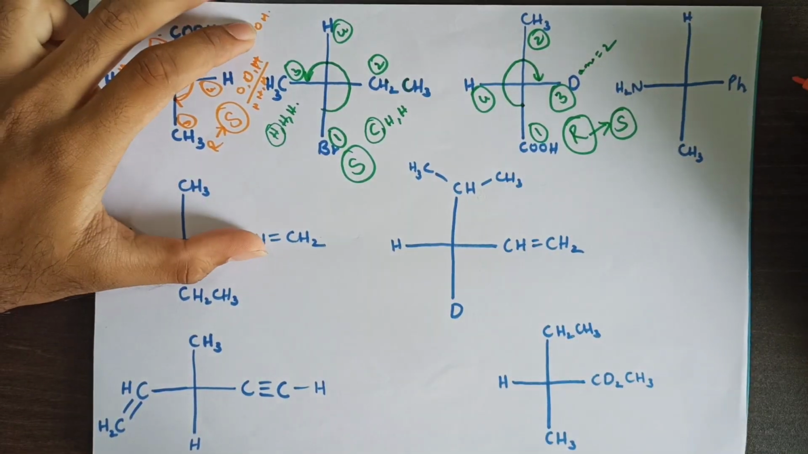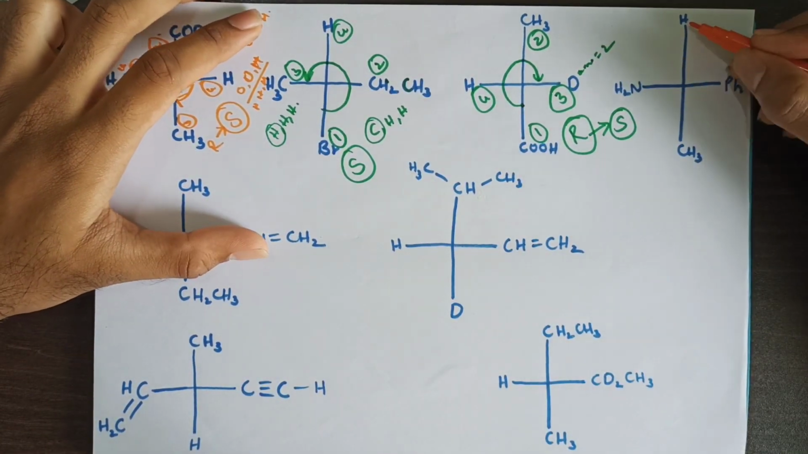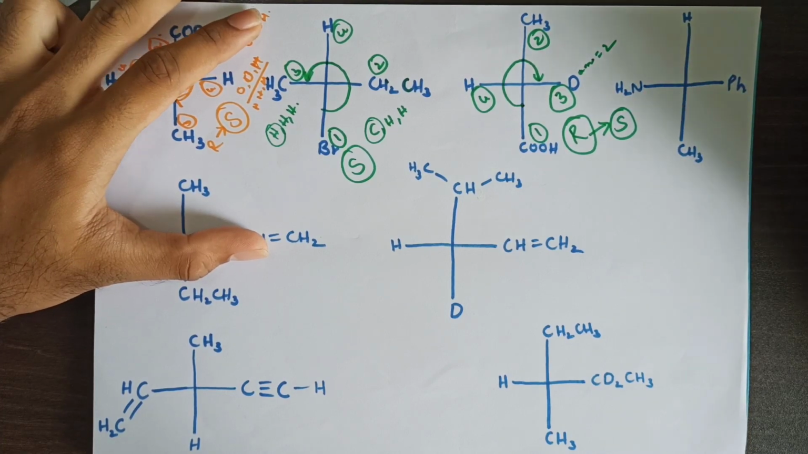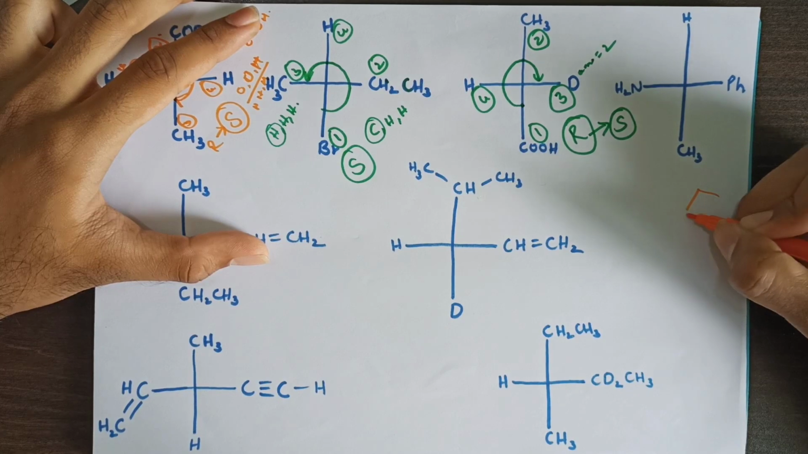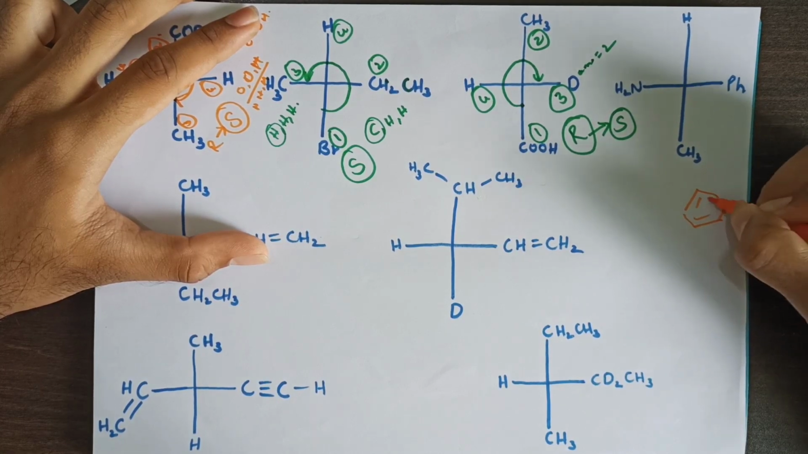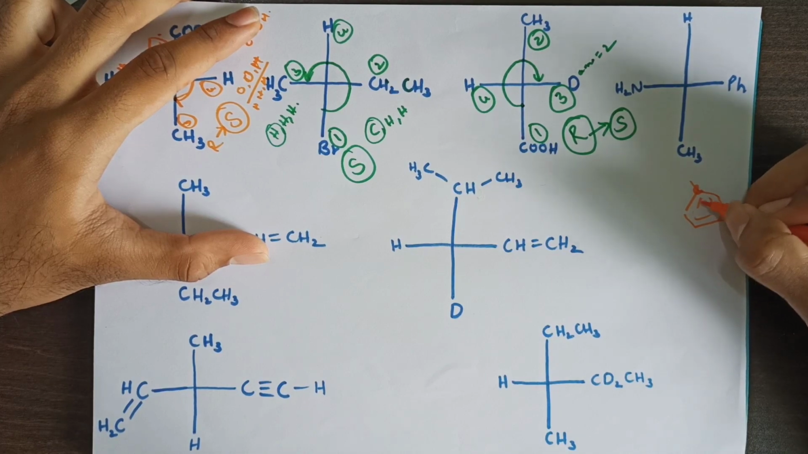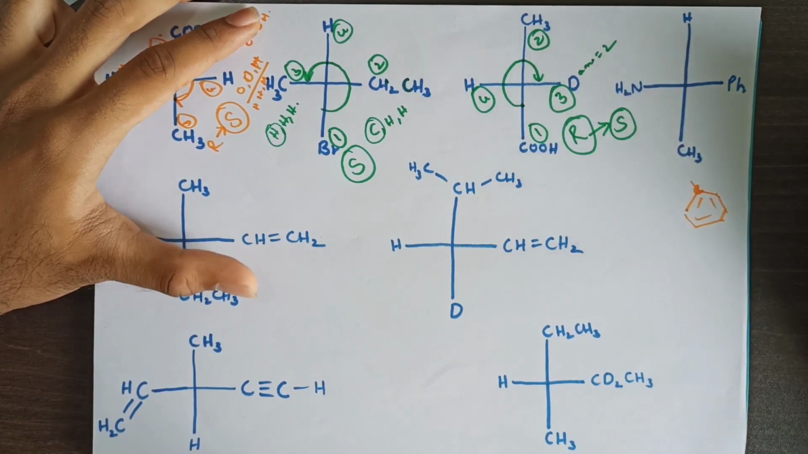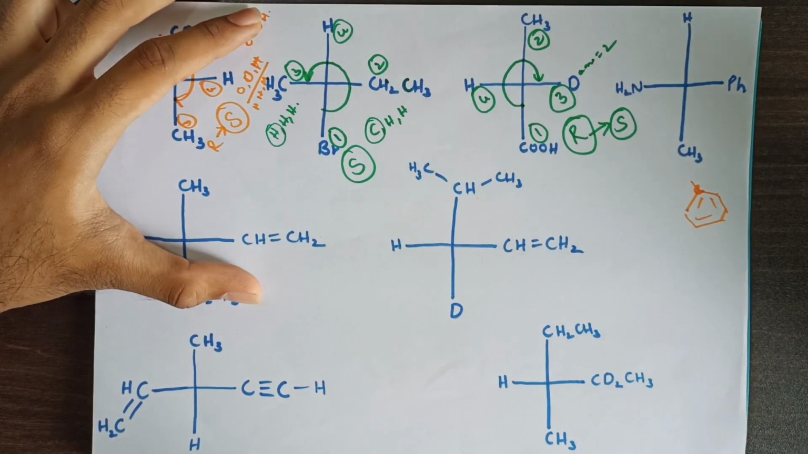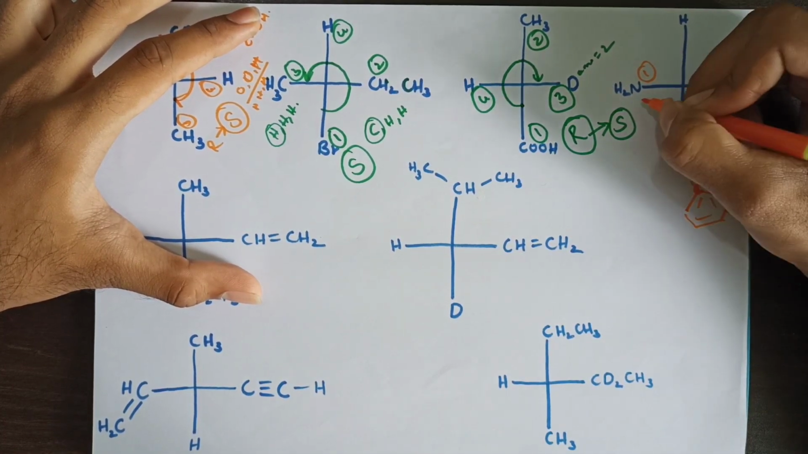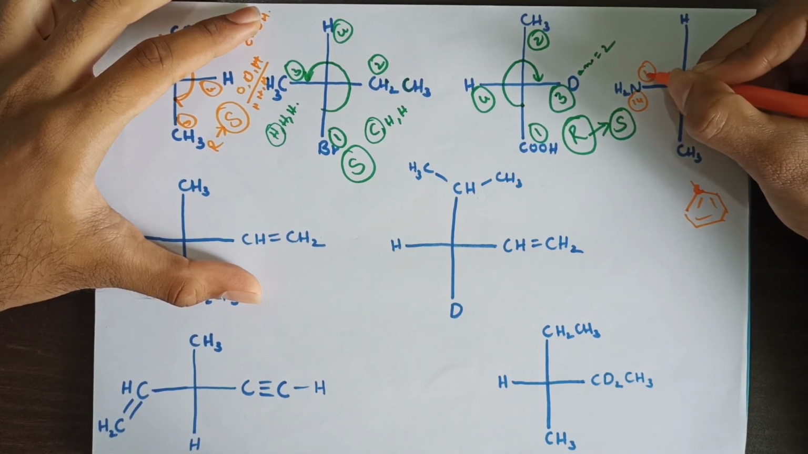Let's take this one now. We have an NH2, a hydrogen, a CH3, and a phenyl ring. Now, how do you draw a phenyl ring? Phenyl ring is drawn like this. Alright, so this carbon is double bonded to one carbon and single bonded to another carbon. So you have to take that into consideration. Nitrogen will obviously have the highest atomic mass, 14. So you get the first priority here.